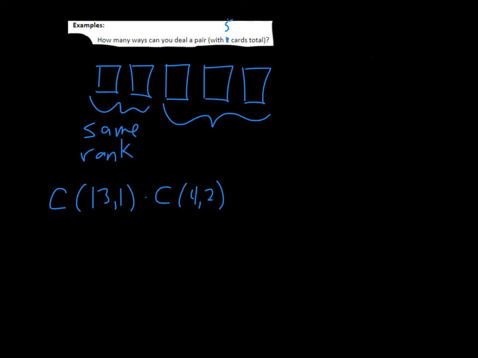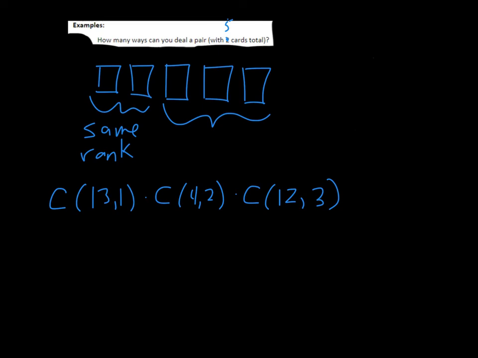Now I have to deal with this part, count how many ways I can choose 3 other cards. So there are 12 ranks left in the deck that haven't been used to make my pair. So out of those 12 ranks, I'm going to choose 3. So this is 12 choose 3. Okay? Now why? Why is that the case?